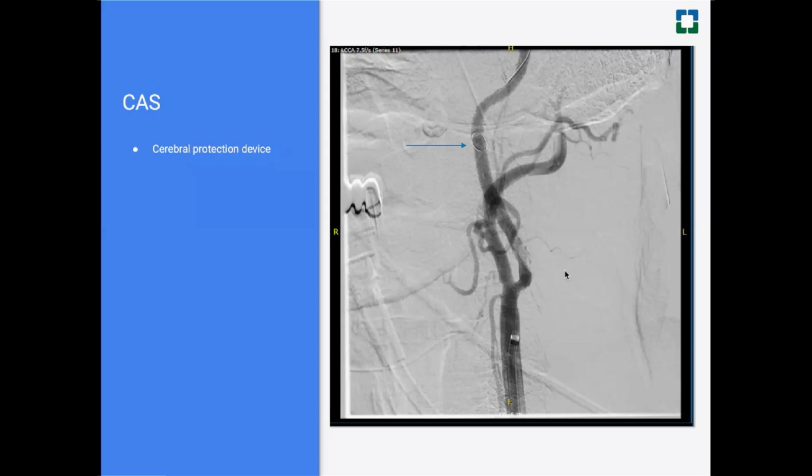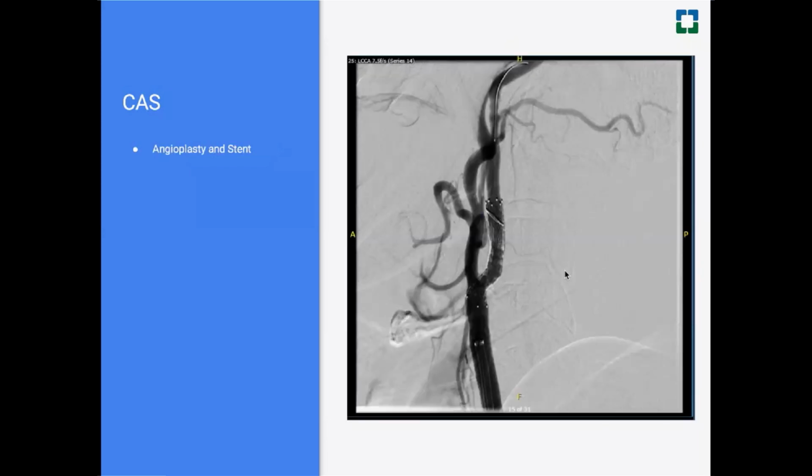Once the filter device is in place, angioplasty and stenting is done with stents specifically designed for this location. The stents are typically placed across the origin of the external carotid artery, and multiple studies have shown that this doesn't affect the patency of the external carotid artery. And you can see here, once deployed, the filter device is then retrieved. Sometimes the filter device is so full of embolic material that it won't collapse back into its catching sheath and requires some maneuvering to get it out of harm's way.